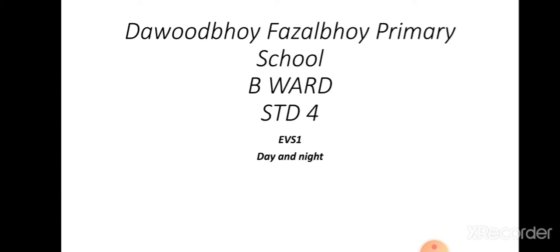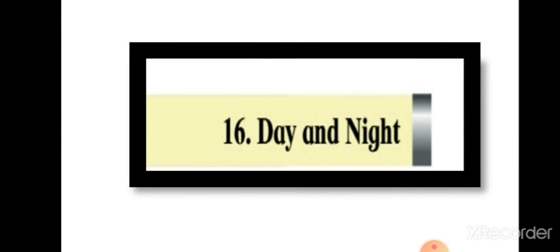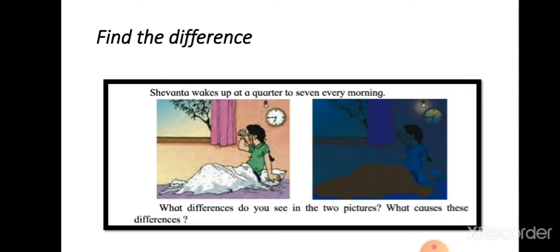Chapter 16, Day and Night. Observe and study the causes of the differences. Picture A. It is morning in picture A. 6:45 a.m. is the time shown in the clock. As the sun rises, we get light from the sun. Therefore, we can see the things around us clearly.